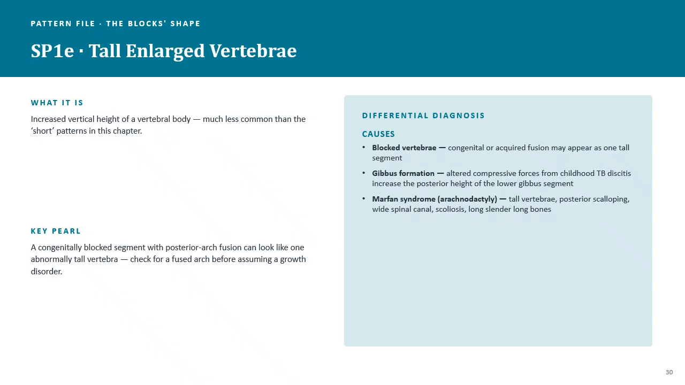All right, we're still talking about abnormal shape patterns of the spine, and this particular pattern we're talking about is a tall, enlarged vertebrae. So it basically means that the vertebral body is taller than we normally would expect it to be on an image. This particular pattern is actually much less common than seeing a vertebrae that has lost height, meaning it's shorter than it should be.